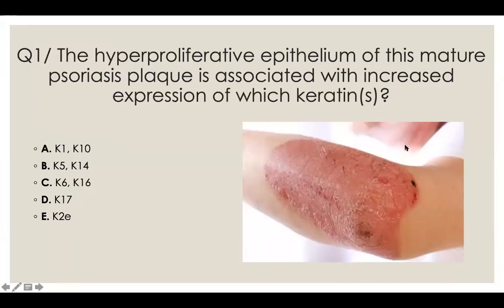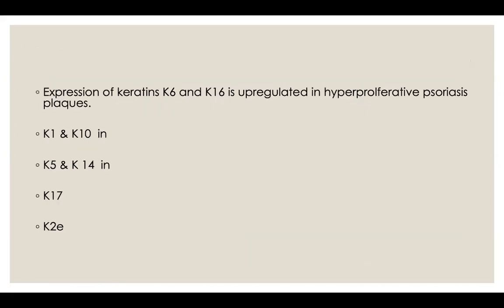The first question is, you have a hypertrophic epithelium of the mature psoriasis plaque. It's associated with an increased expression of which keratin? Keratin 1 or 10, 5 and 14, 6 and 16, 17 or 2E. We can either shout the answer or type it in the chat box. No matter if it is right or wrong, we'll discuss each question. Well done. Yes, it's answer C, keratin 6 and 16. As you know, keratin 6 and 16 is upregulated in the psoriasis plaque.